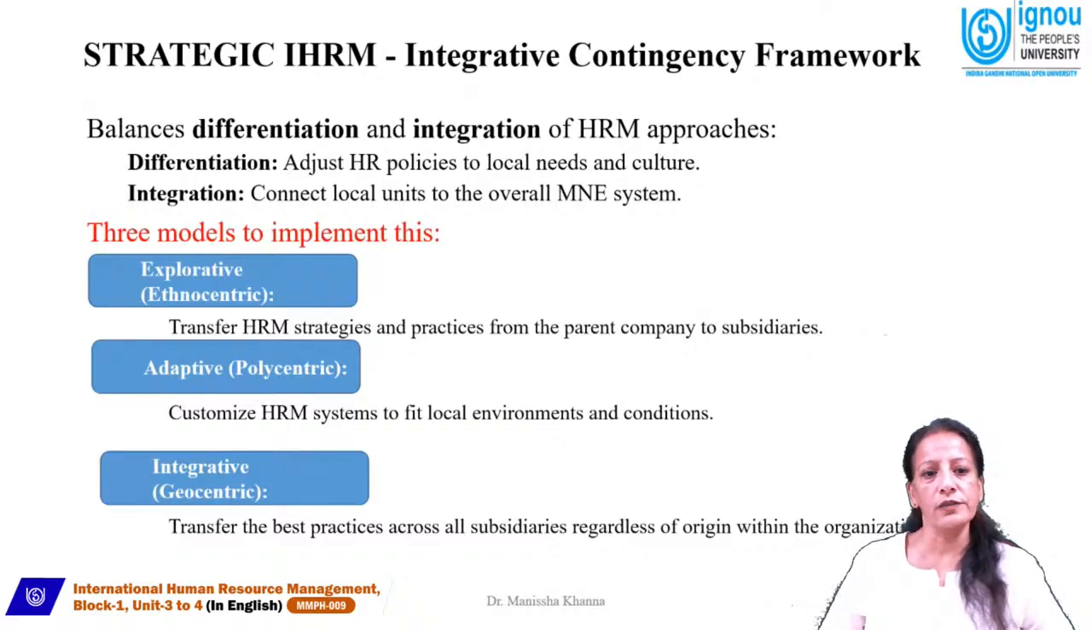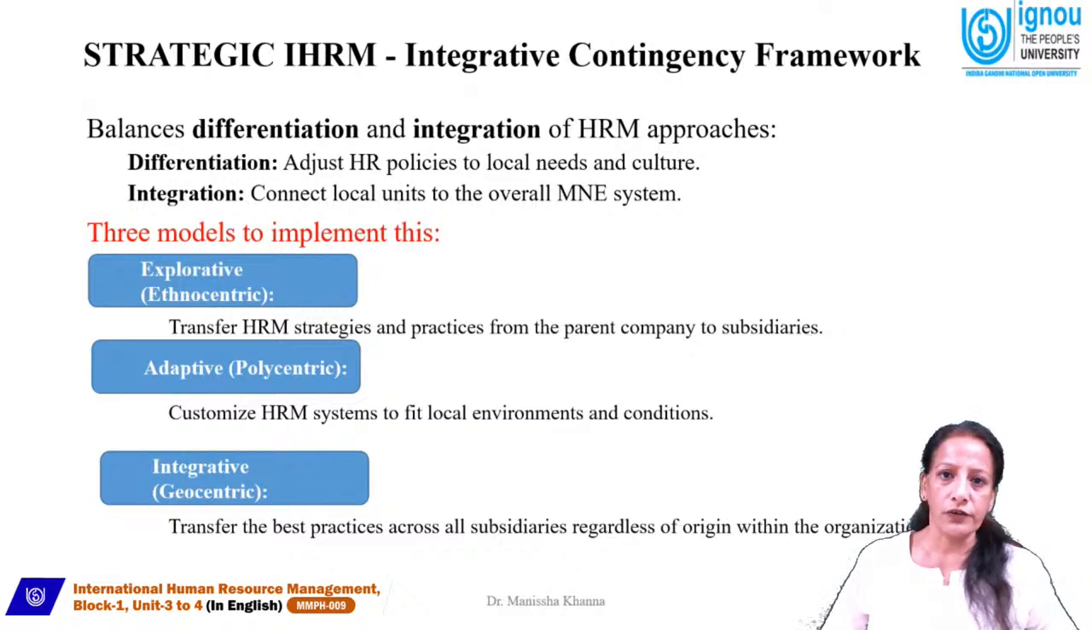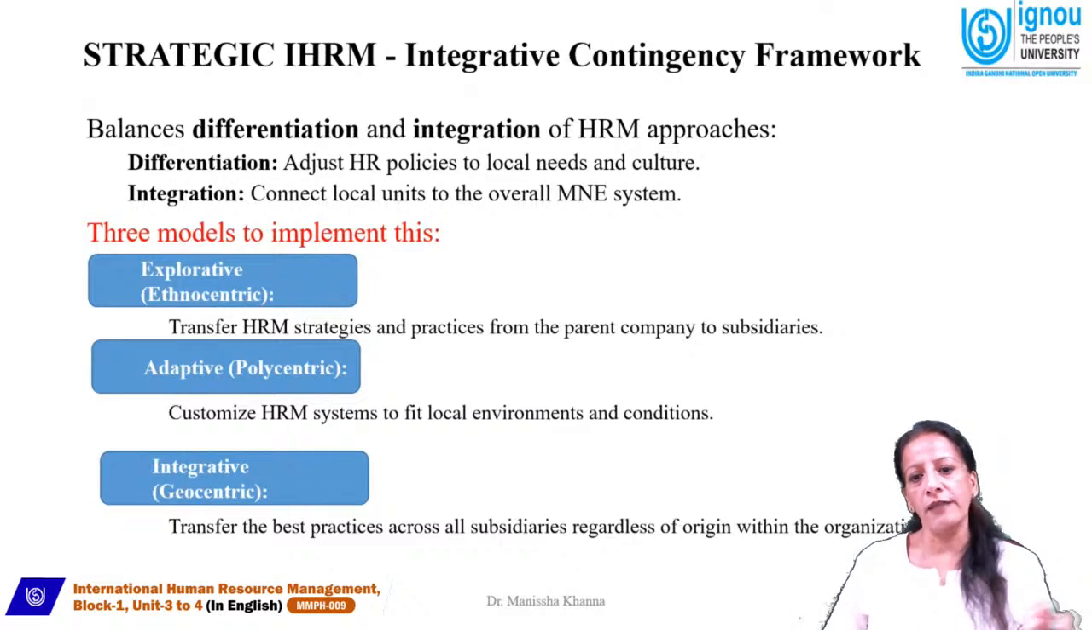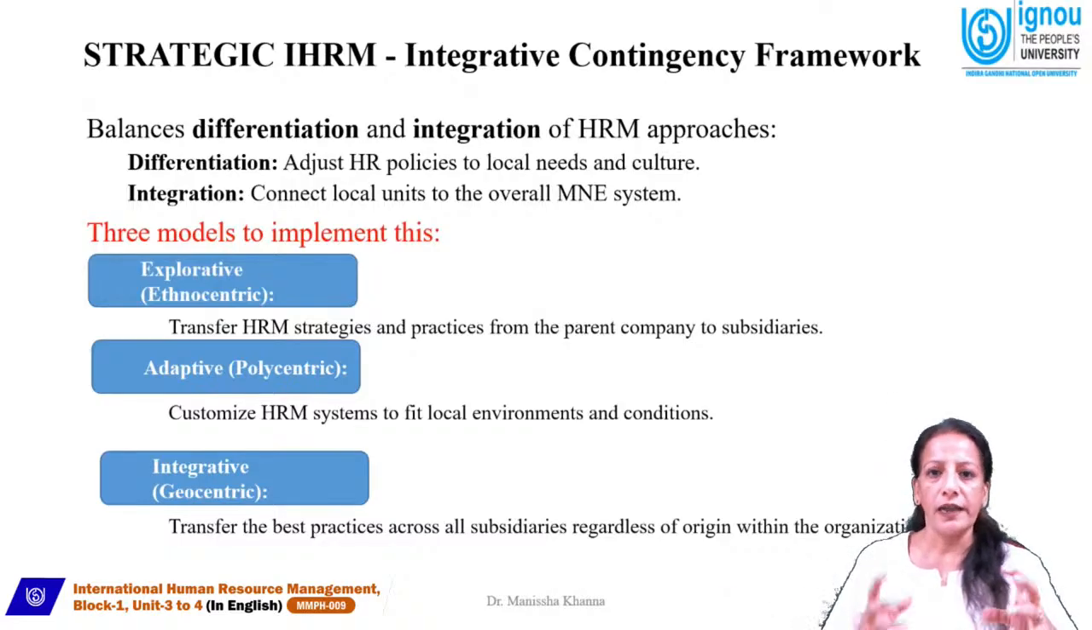Differentiation and integration. One is exploratory, that is ethnocentric, where there is transfer of human resource strategies and practices from the parent company to its subsidiaries. Adaptive is polycentric, where they customize the human resource management system to fit the local environment and conditions, whether internal or external. The third one is geocentric, which is integrative, which transfers the best practices across all subsidiaries, regardless of origin within the organization.